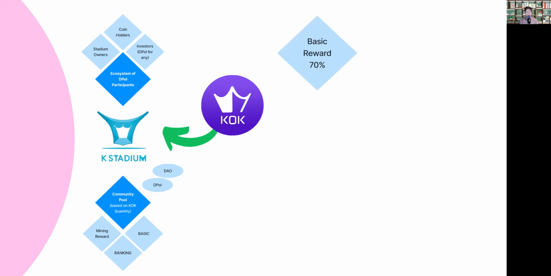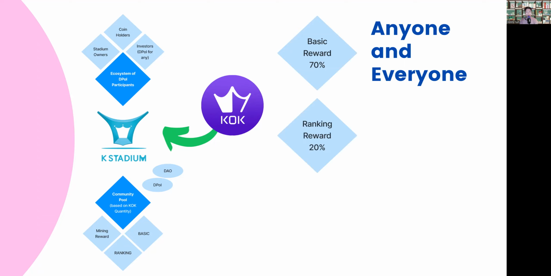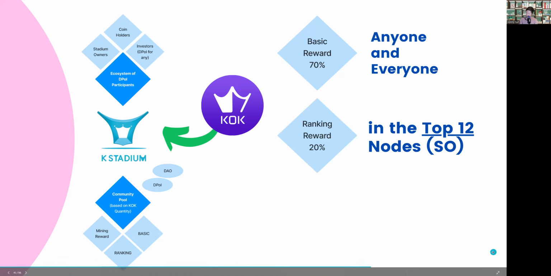First, 70% of the entire KOK that is going to be distributed, let's say on that day, to everybody in the community pool, will be distributed amongst anyone and everyone who has participated in K Stadium's community pool, meaning as long as you have entered, you can take a slice of the pie of the 70%. The remaining 20% is called ranking rewards. This means you can take advantage of the 20% distribution of the KOK if you have participated in the top 12 nodes.